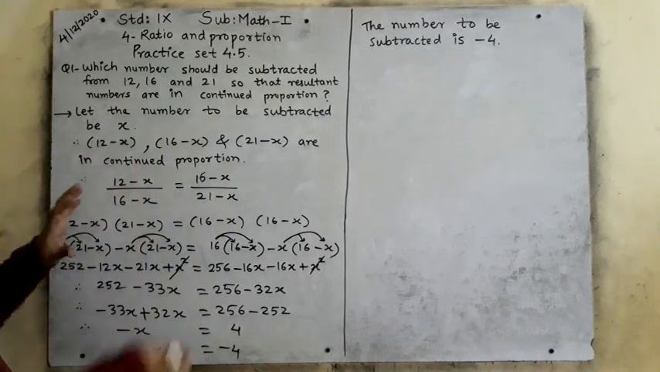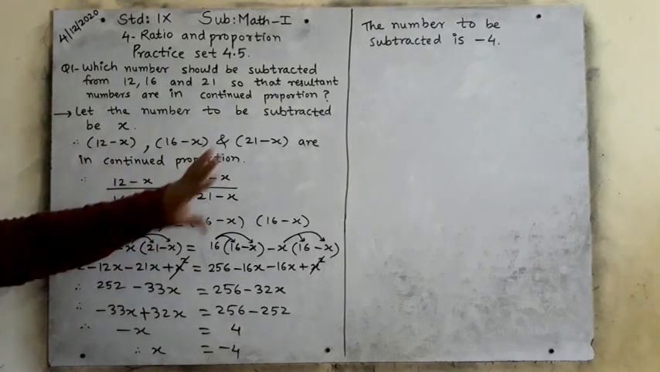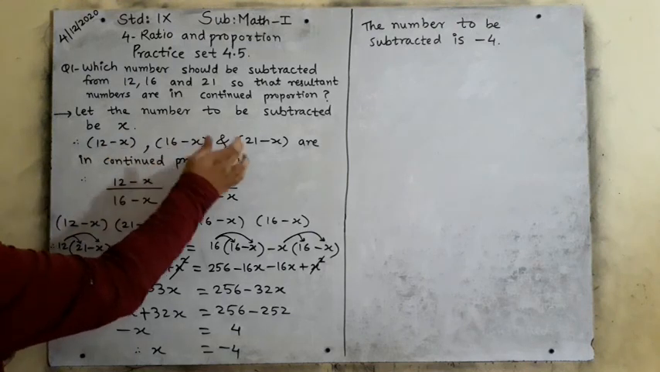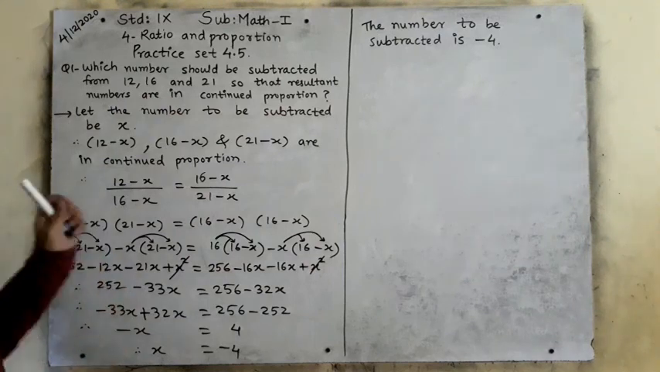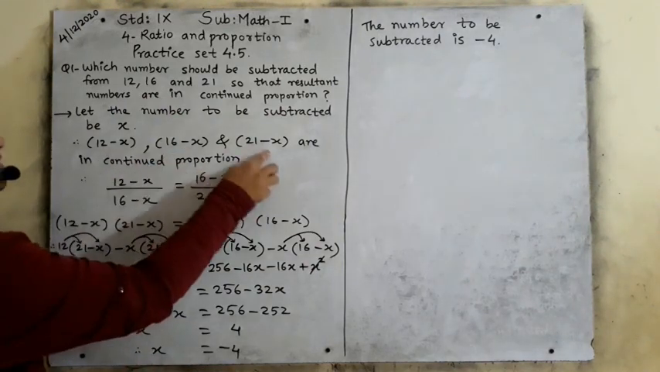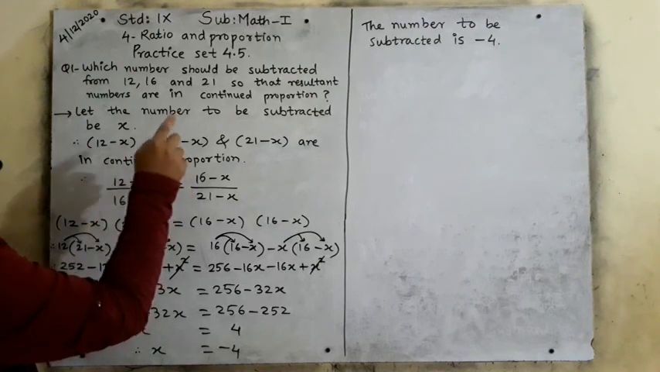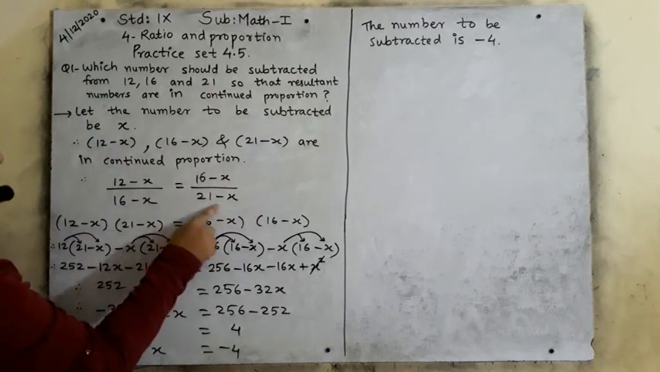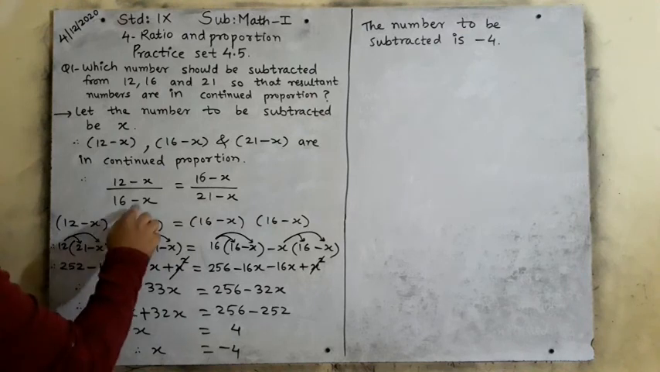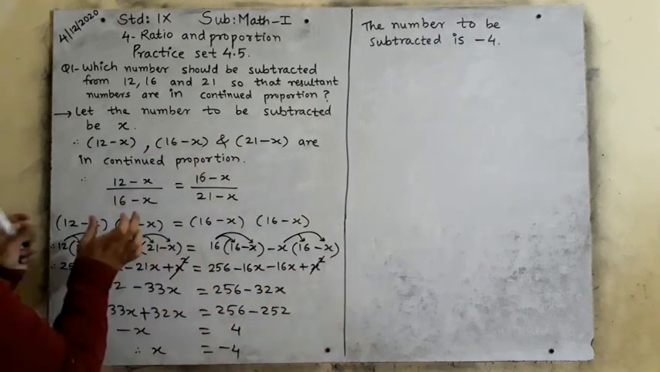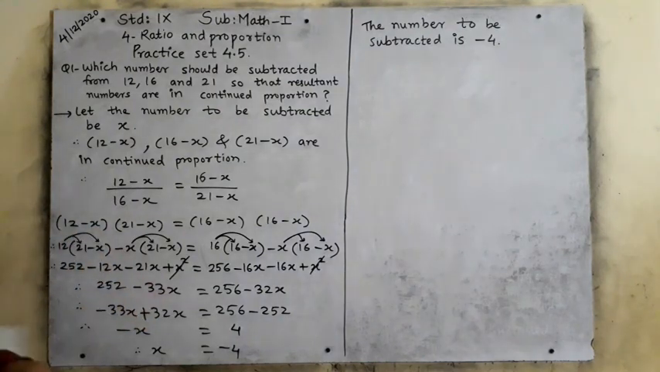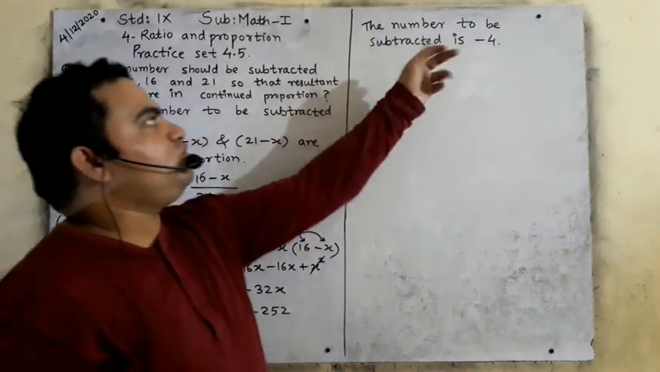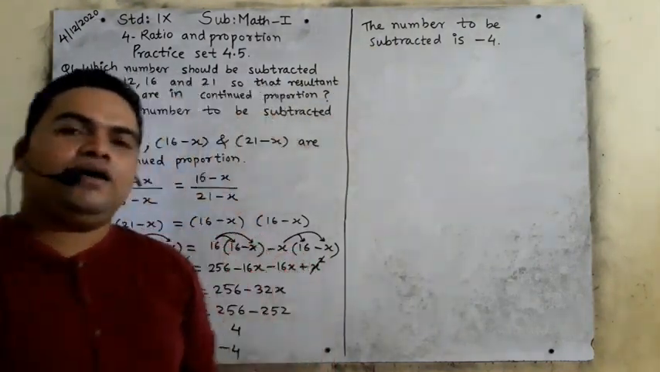These given numbers, suppose x will be subtracted from these three numbers, 12 minus x, 16 minus x, 21 minus x, and the resultant numbers are in continued proportion. It is given. So this is A, this is B, this is C. A upon B is equals to B upon C. So A will multiply to C on the left hand side, B will multiply to B on the right hand side. There will be two brackets and we will cut the first bracket and then solve the multiplication. This is how you will get x is equals to minus 4 and the number to be subtracted is minus 4. I hope you understood.